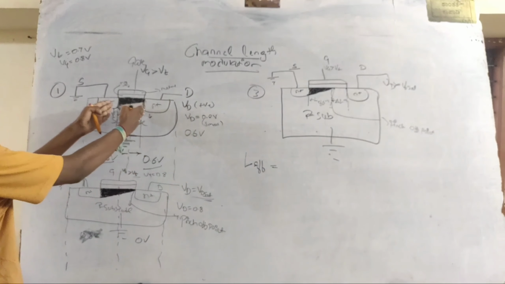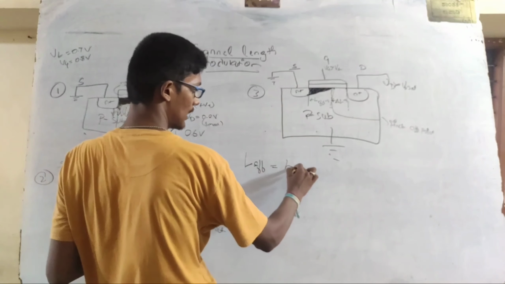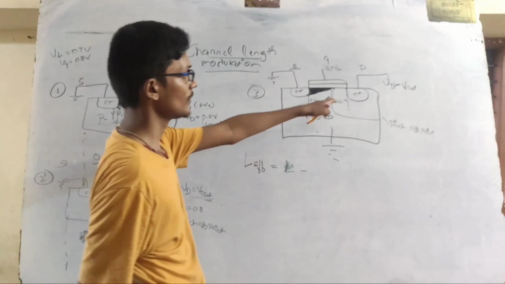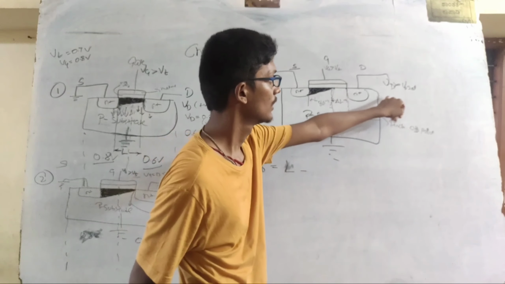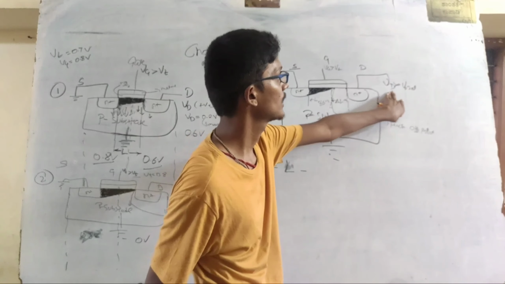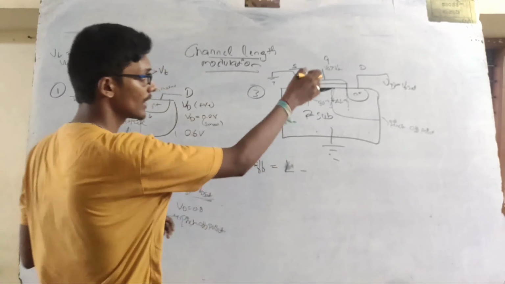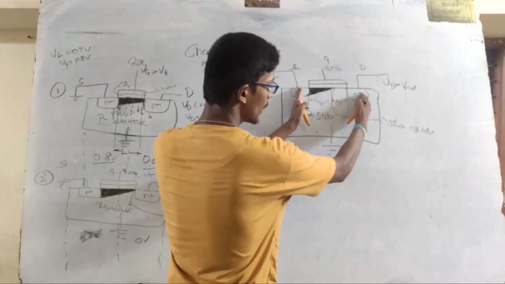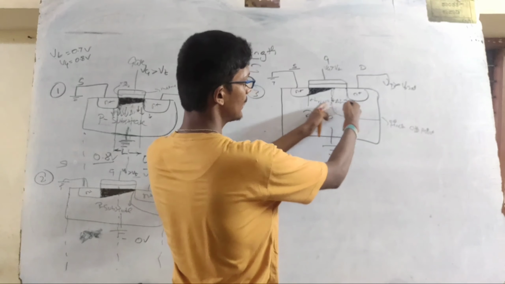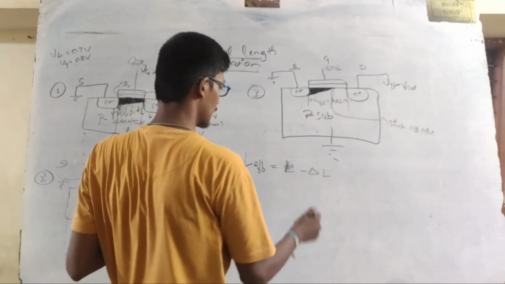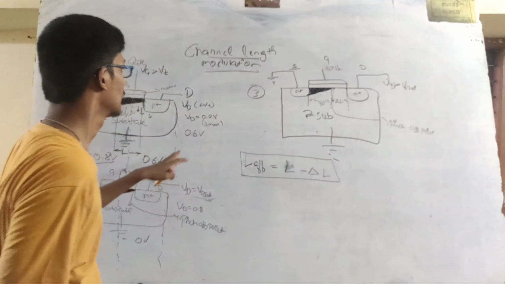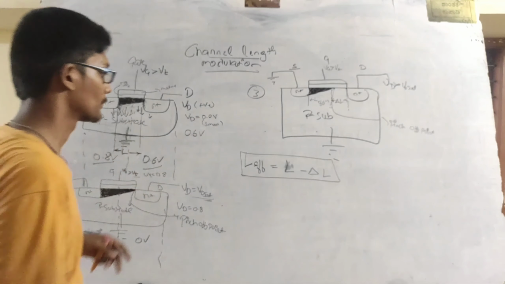So L effective is equal to the total channel length which was before, that is L, minus the channel length after the third case, that is when we apply Vd which is greater than Vd sat. So it will be delta L. So the whole length minus this delta L gives me the L effective length. So this is known as channel length modulation.